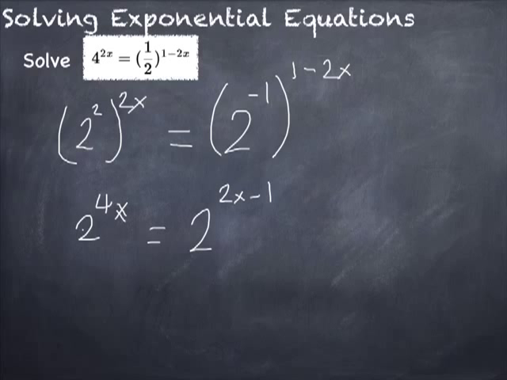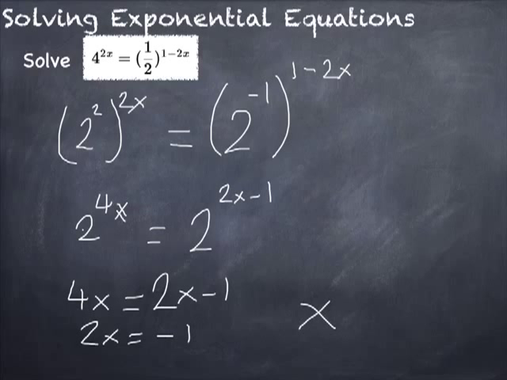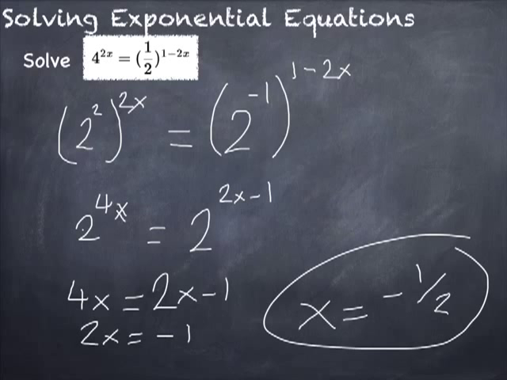Now from here, since the bases are the same, it means the exponents really should be the same. So that's what I'm going to do. 4x equals 2x minus 1. They really should be the same for this to work. If that's the case, subtracting the 2x, we get 2x equals negative 1, or x equals negative 1/2. So for this to work, x needs to equal negative 1/2.